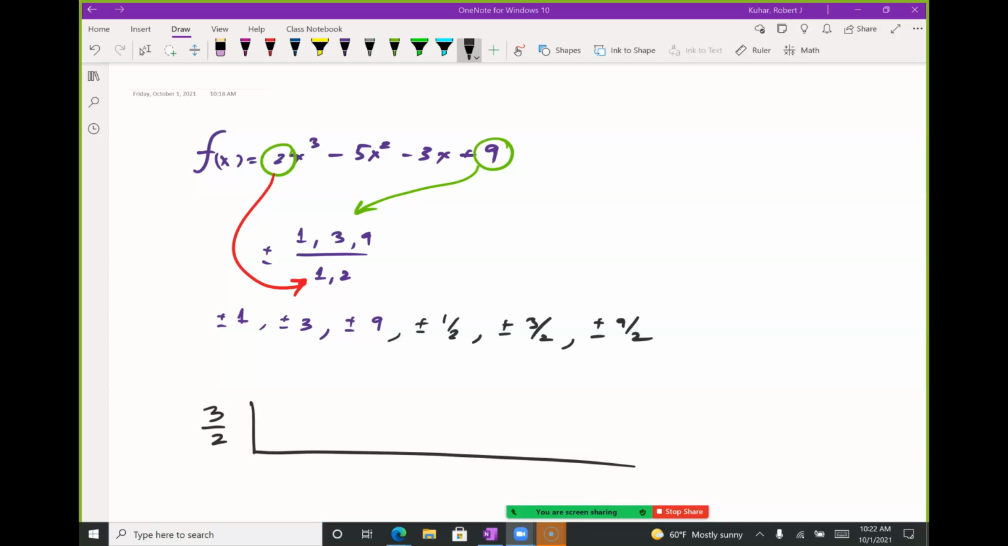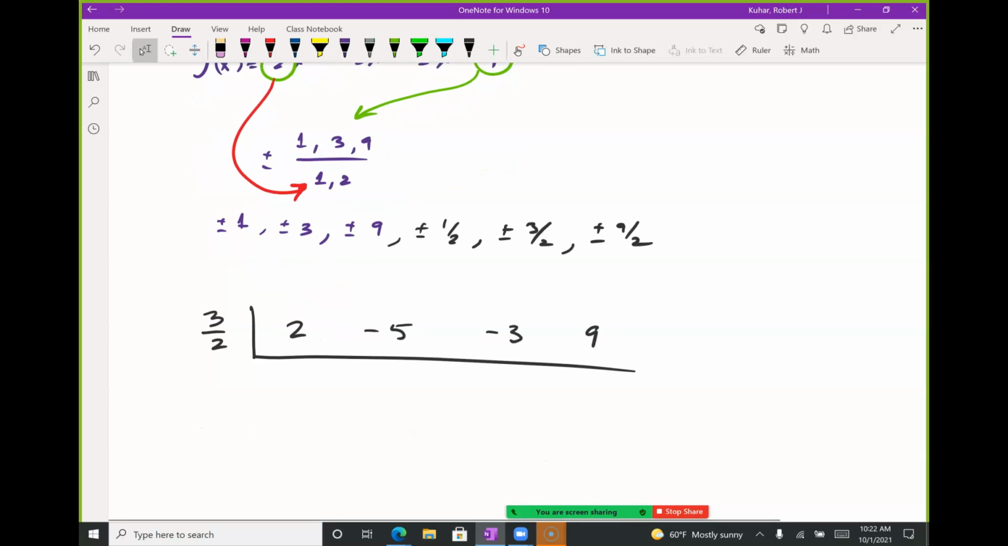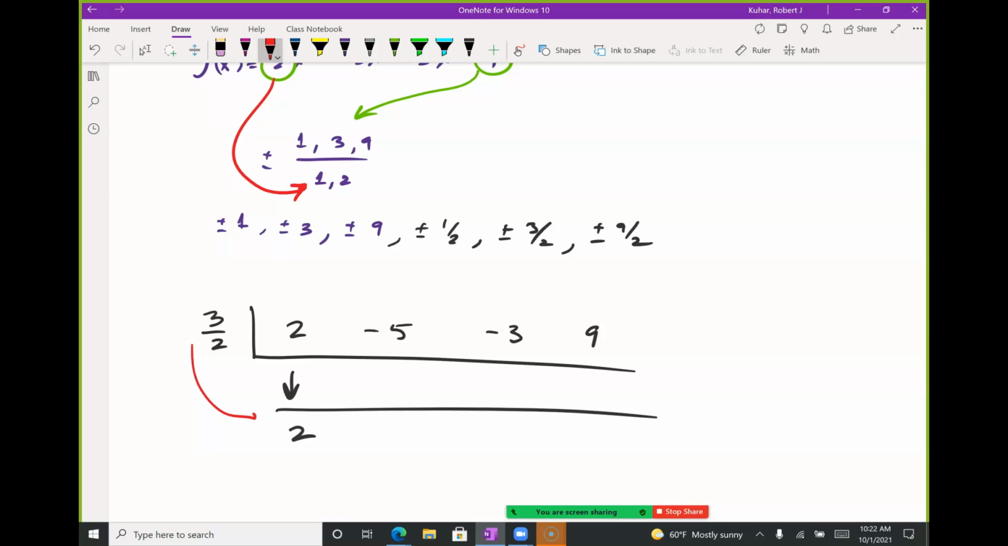So 3 halves with what? 2, -5, -3, and 9, right? Synthetic division. And I'm going to bring down my leading coefficient and multiply, right? I multiply here, and what do I get? I get a 3, and then I add here, right? I'm going to add here, so I get a -2. Yes, everybody with me? And rinse and repeat, right?